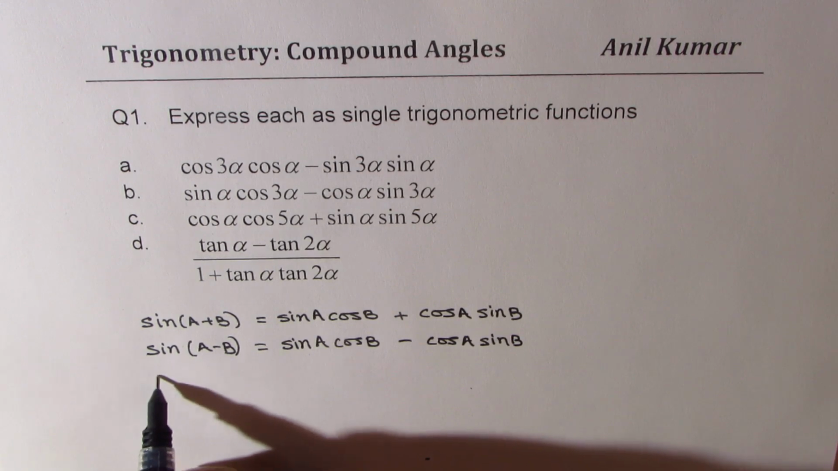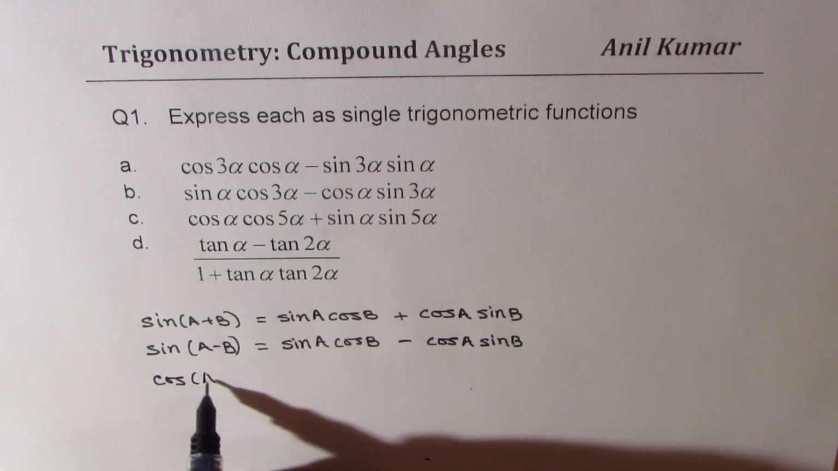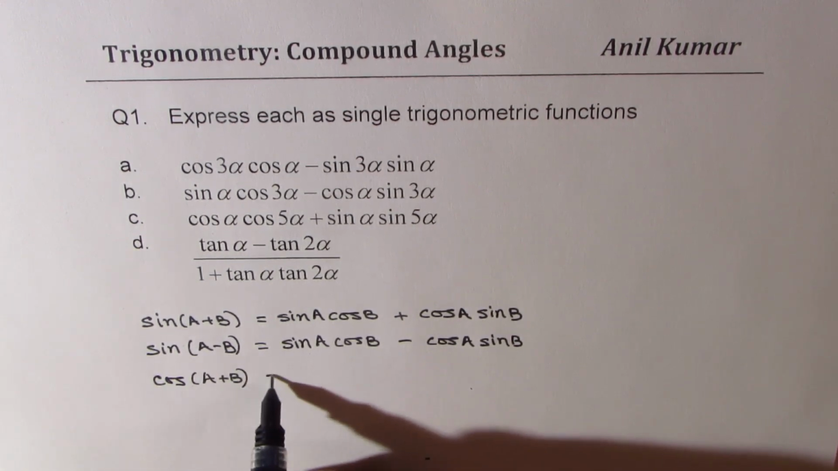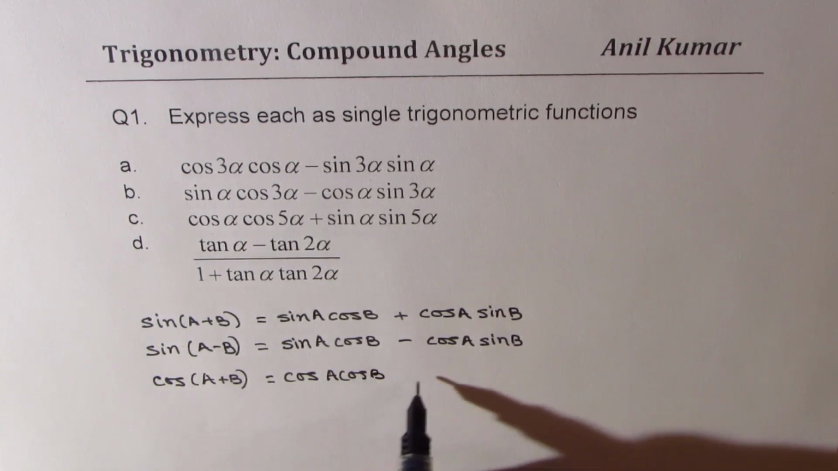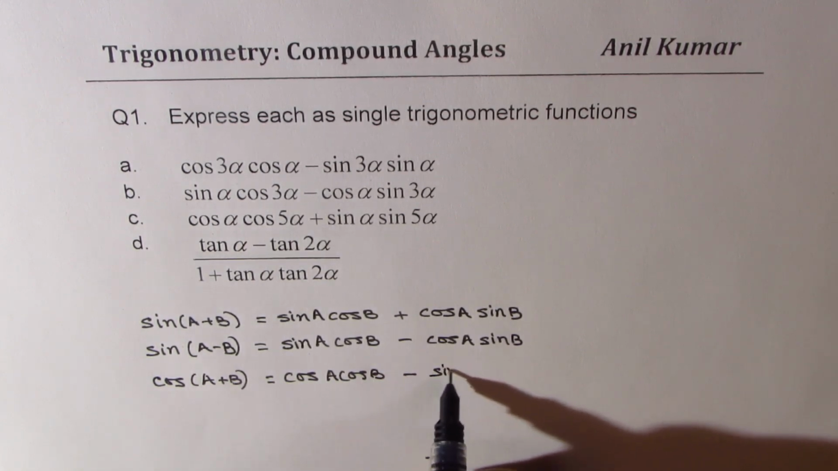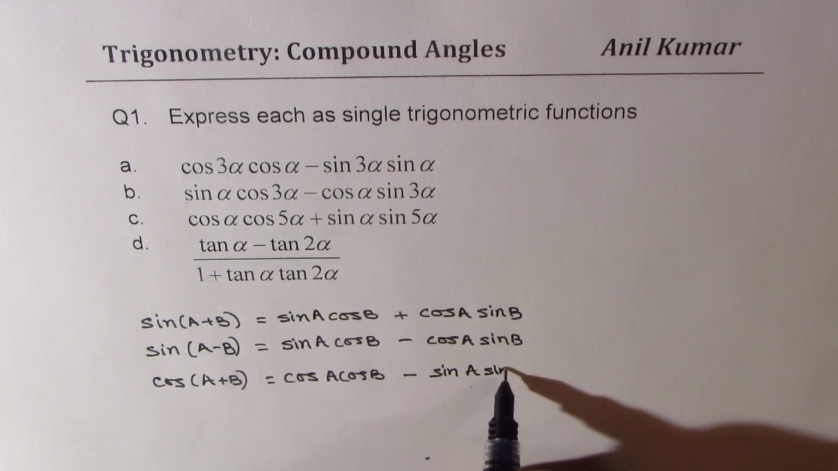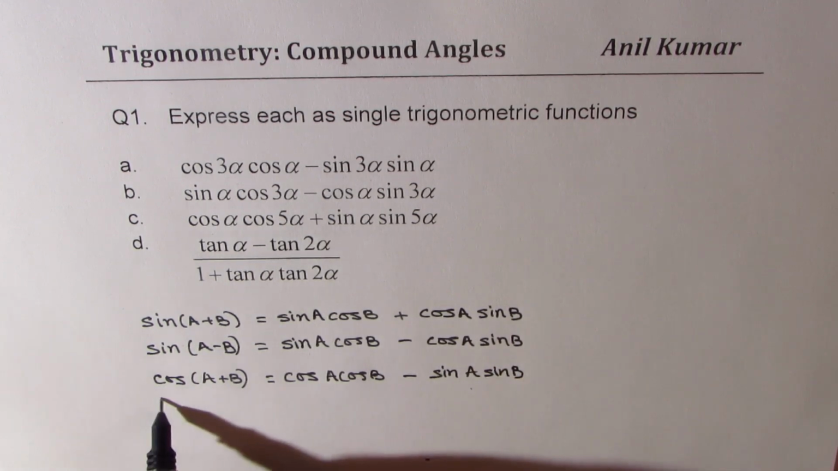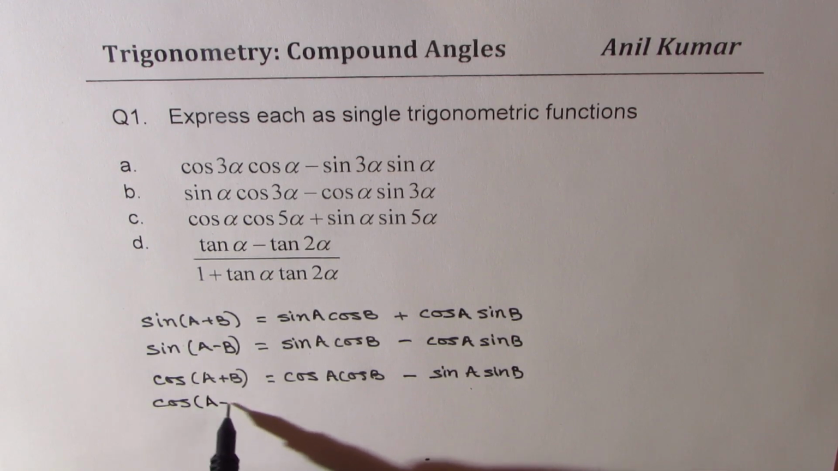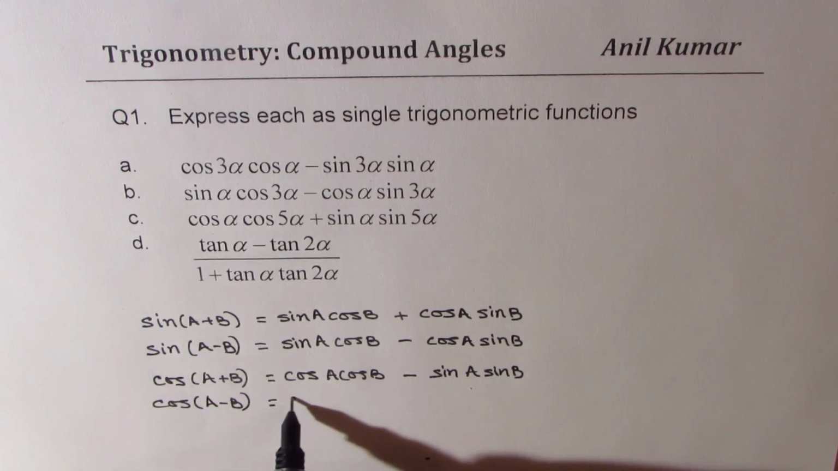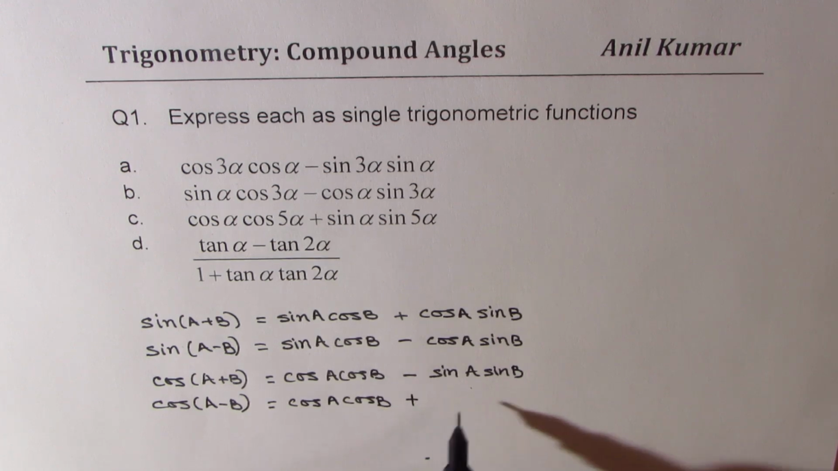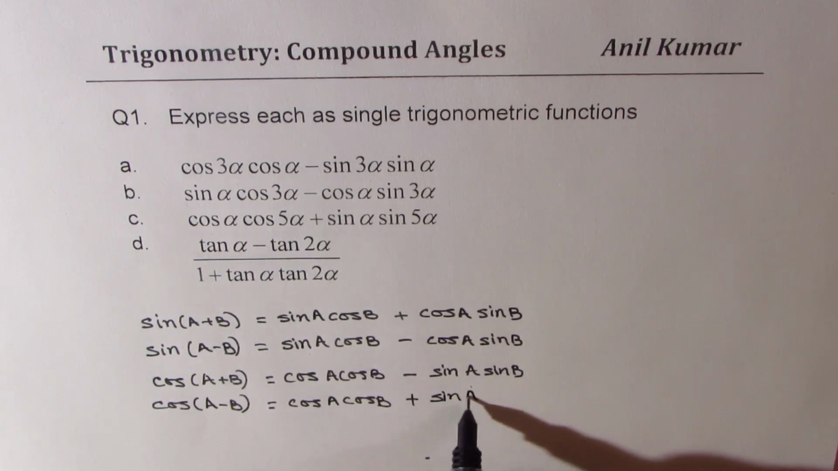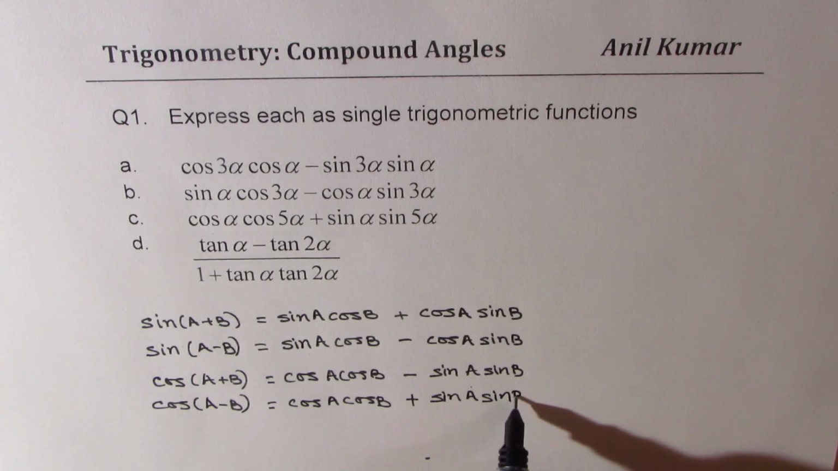Perfect. As far as cosine is concerned, for cos A plus B, we have cos A cos B minus sine A sine B. Now this is important, right? So there is a change. Cos A minus B is cos A cos B plus sine A sine B, correct?